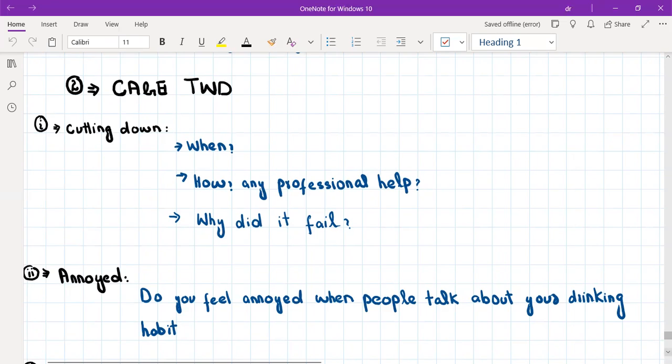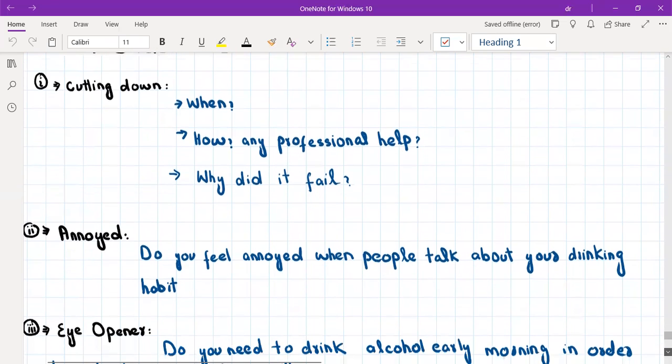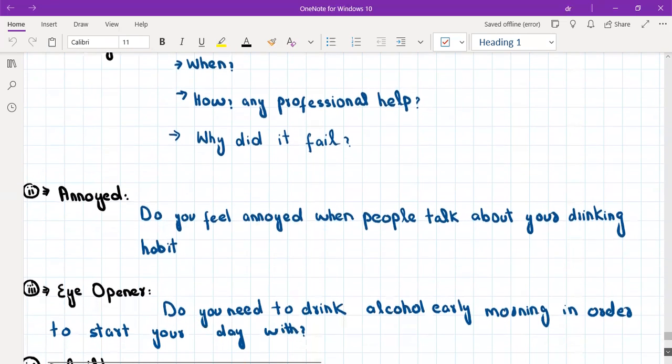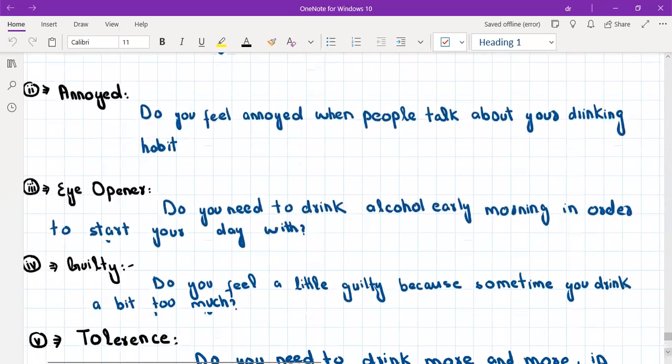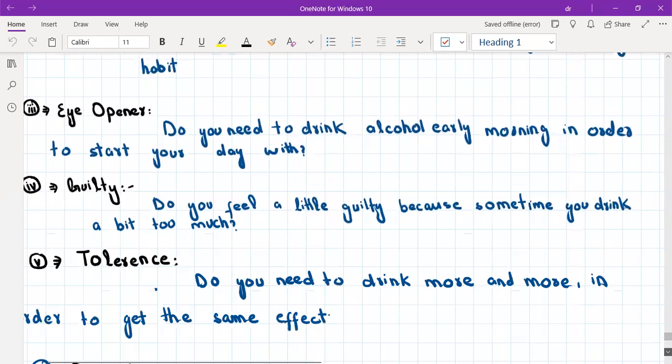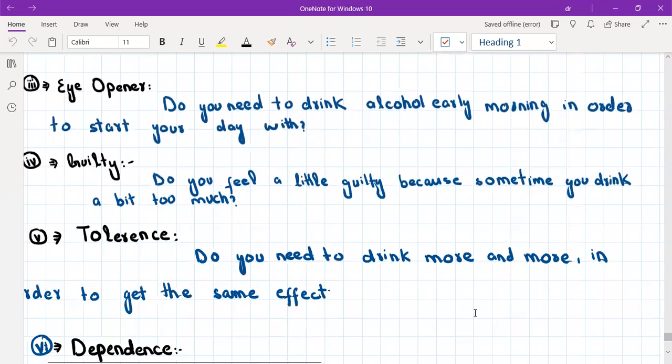Then annoyed. You'll ask the patient, do you feel annoyed when people talk about your drinking habit? Eye opener. You'll ask the patient, do you need to drink alcohol early in the morning in order to start your day? Guilty. You'll ask the patient, do you feel a little guilty because sometimes you drink a little bit too much? Tolerance. Do you need to drink more and more in order to get the same effect?